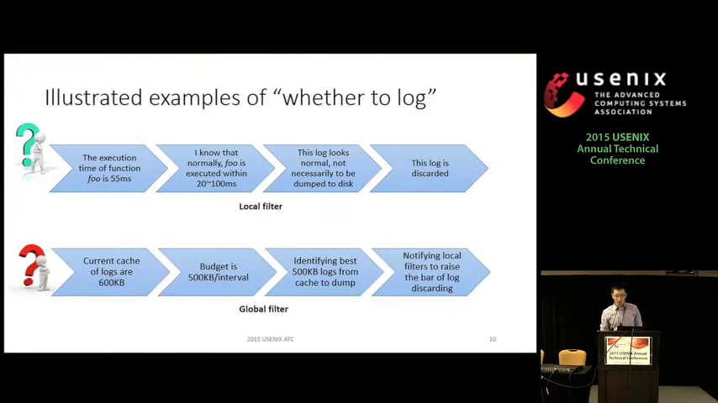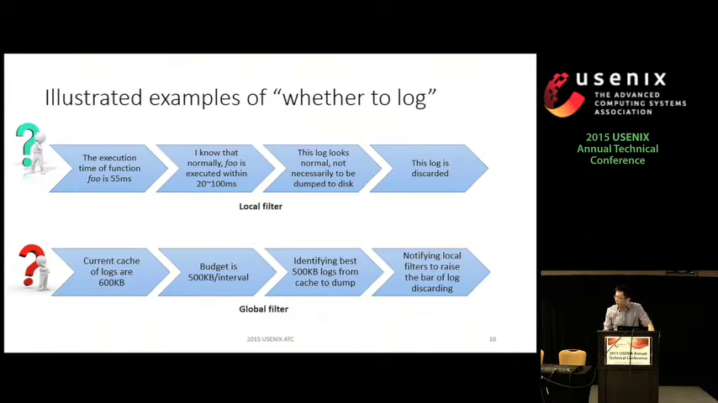Before we drill down to the details of the two filters, let's look at two brief examples for preliminary understanding. The first one is an example of the local filter. Suppose we saw the execution time of a function foo is about 55 milliseconds, and I know that normally this function is executed within about 20 to 100 milliseconds. Then this log looks normal, so it is not necessary to be dumped to disk. So this log is discarded.